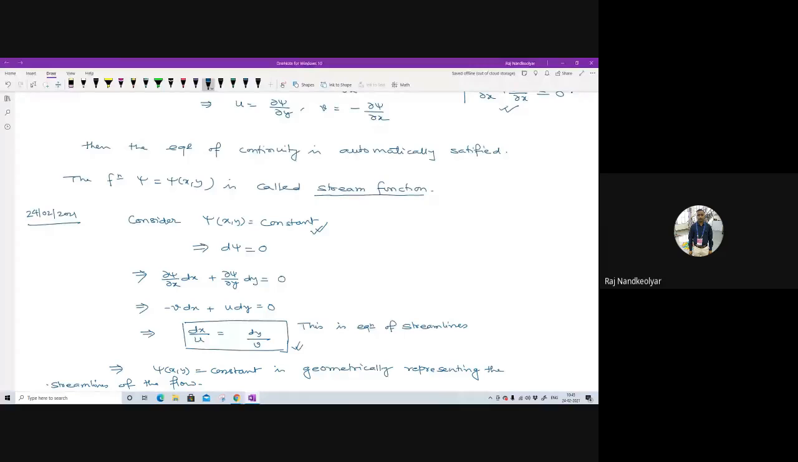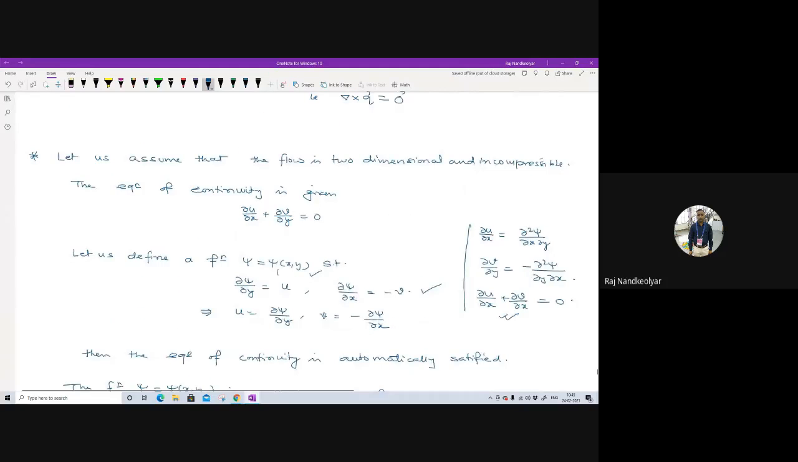So it means that if you choose psi in such a way that it satisfies these two conditions, that del psi upon del y equal to u and del psi upon del x equal to minus v, then your equation of continuity will automatically be satisfied.